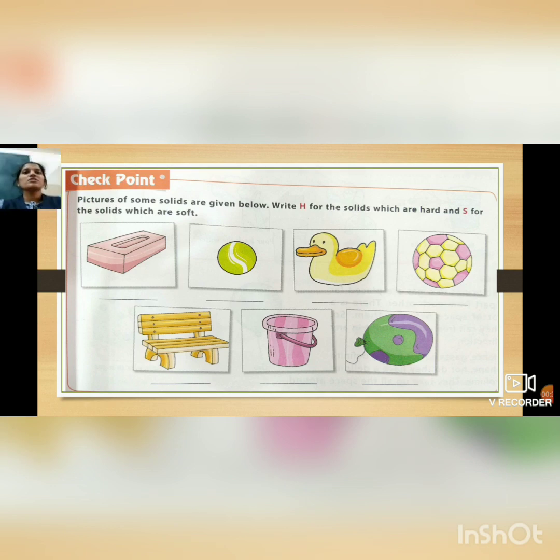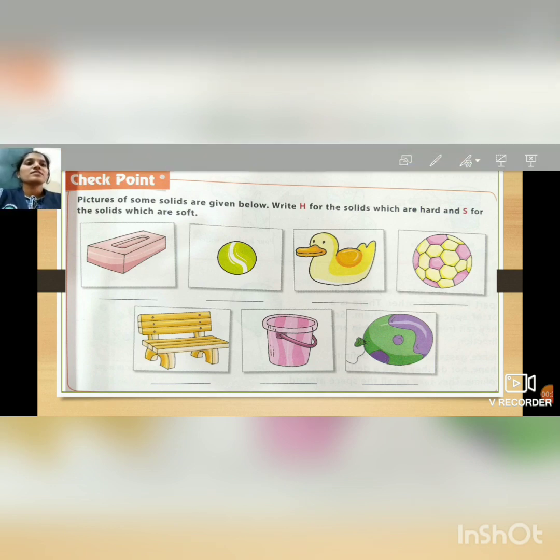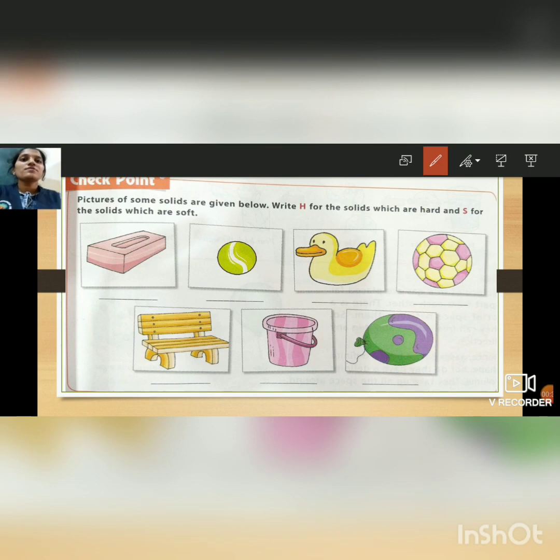So first of all students, let's start with the first example. So here students, we can see that there is an example of an eraser. So we know that eraser feels hard. So we are going to write hard for the eraser. So students, you also write with me. You have to write with pen in a textbook. So first example we have solved, that is eraser, and which is a hard solid.